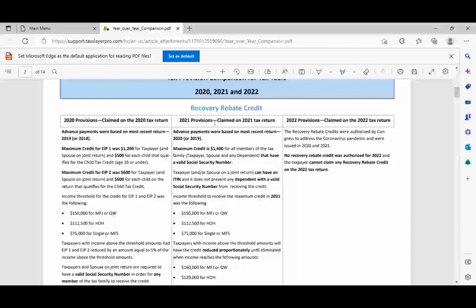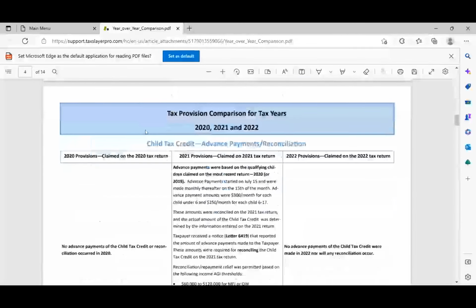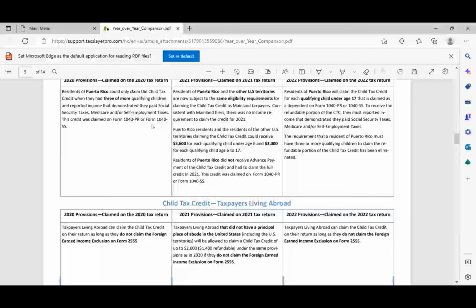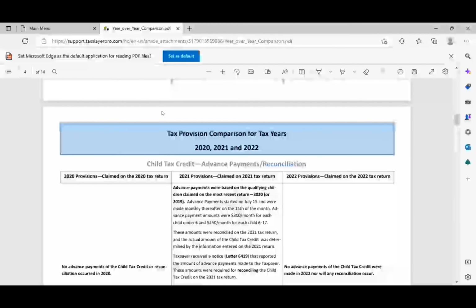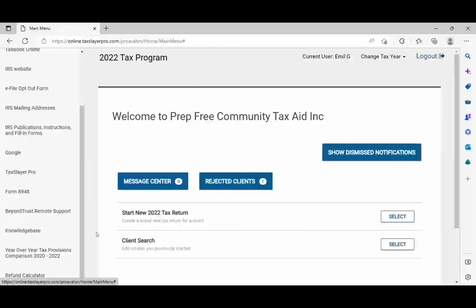Recovery rebate credits, child tax credit, things like that. So again, if you think this can help you in addition to all the other materials that we've given you, by all means, do go ahead and do so. So we have here.